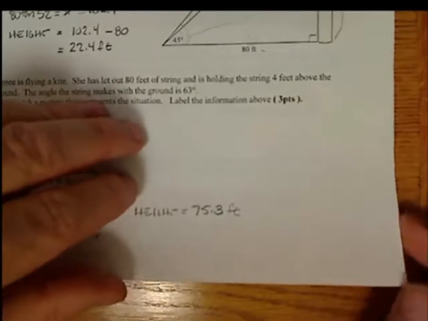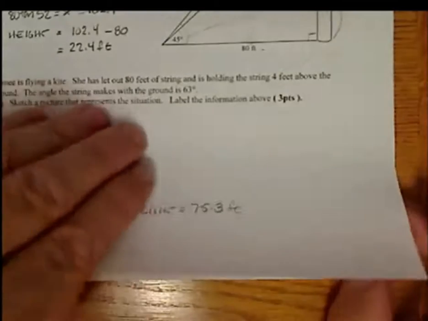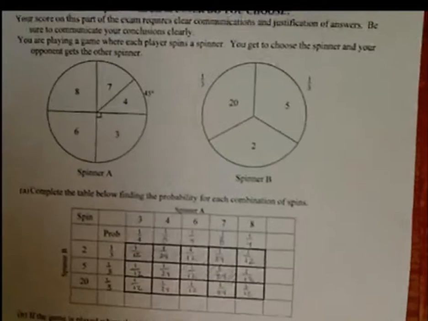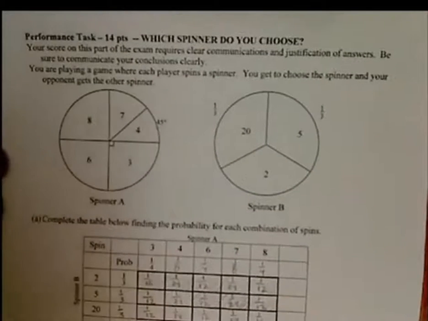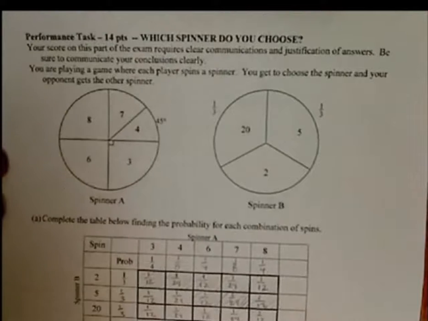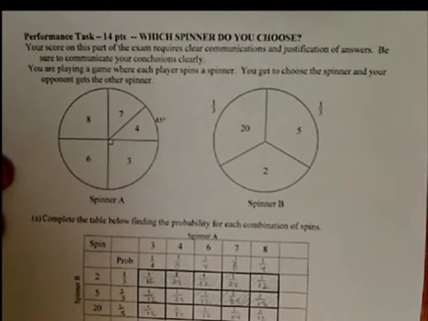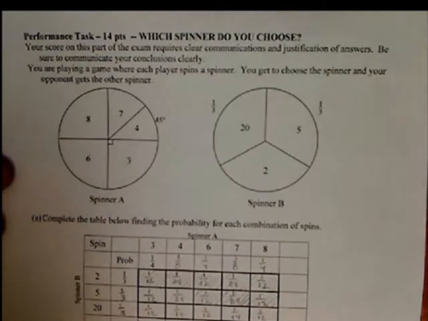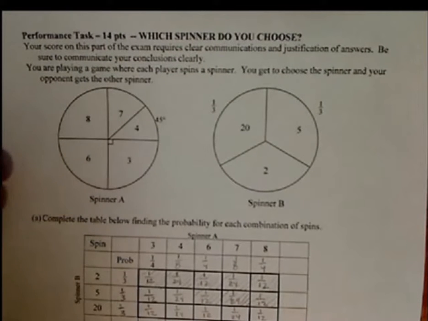Okay, the last problem is the performance task, and this is our probability problem. So we have 2 spinners, and we're going to try to figure out which one you're going to choose. Well, there's 2 different games basically played. You have one person playing against another. You're going to choose a spinner, and the opponent you're playing with chooses the other. But we have 2 different games we're basically going to be working with.